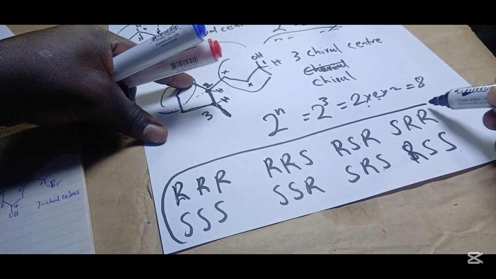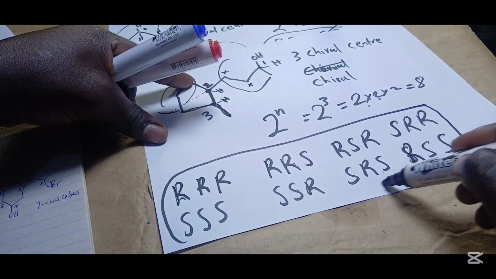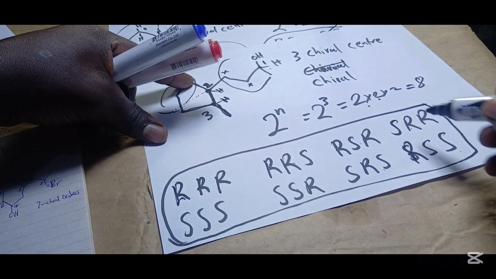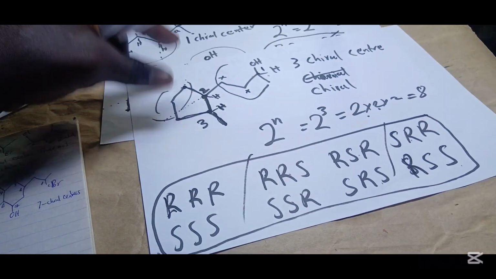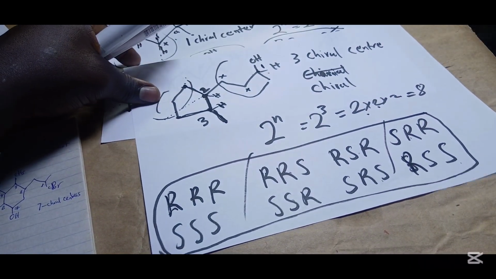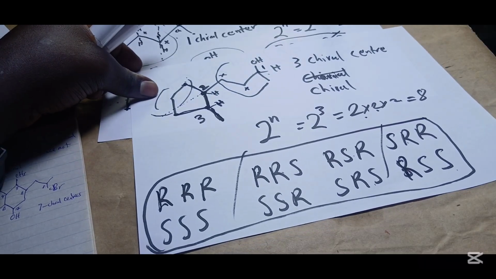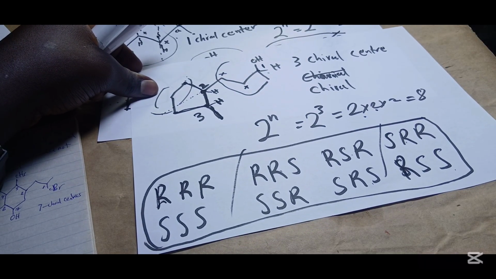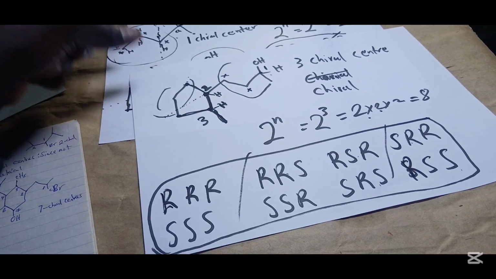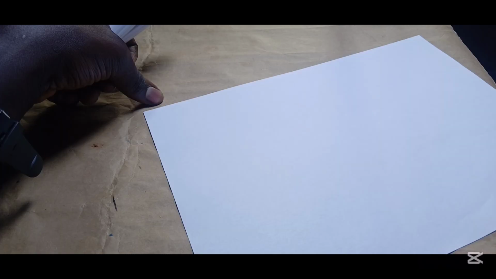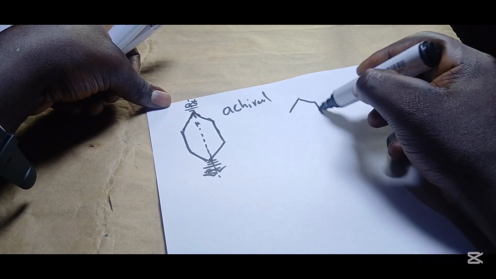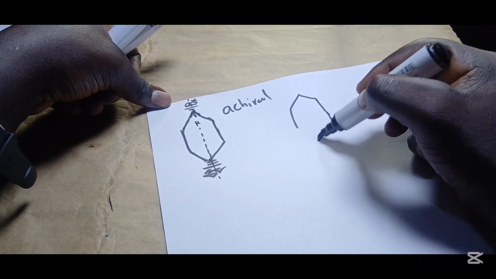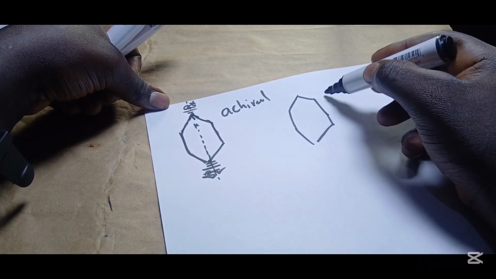We will look at the R and S configuration in our next video. So this video is basically about identifying chiral centers and telling whether the molecule is chiral or achiral. So you can check the playlist on stereochemistry. So tell me, determine the number of chiral centers in this molecule.